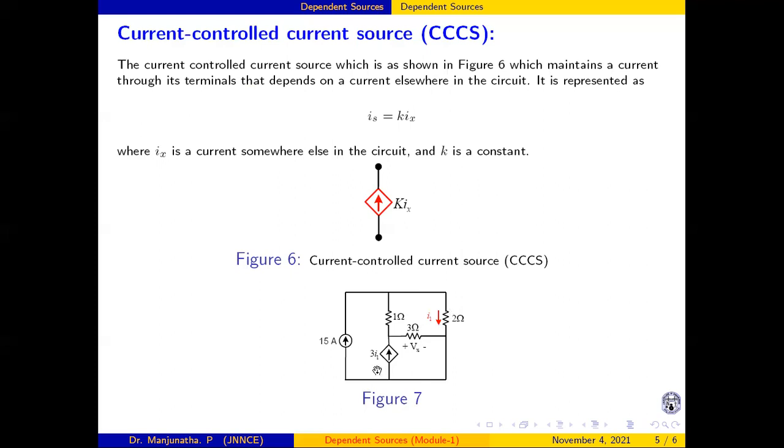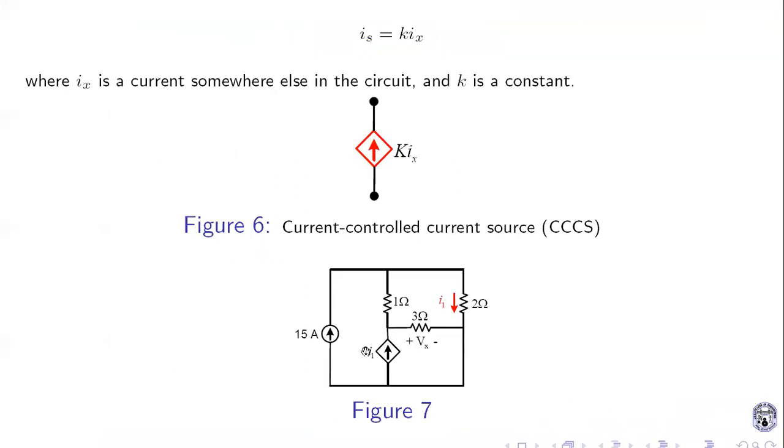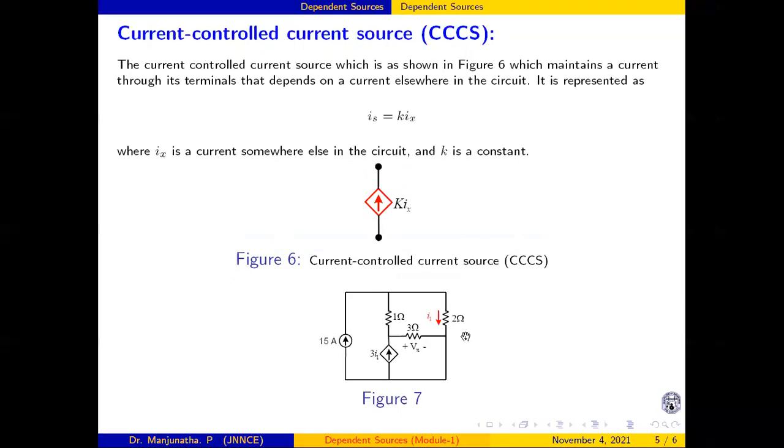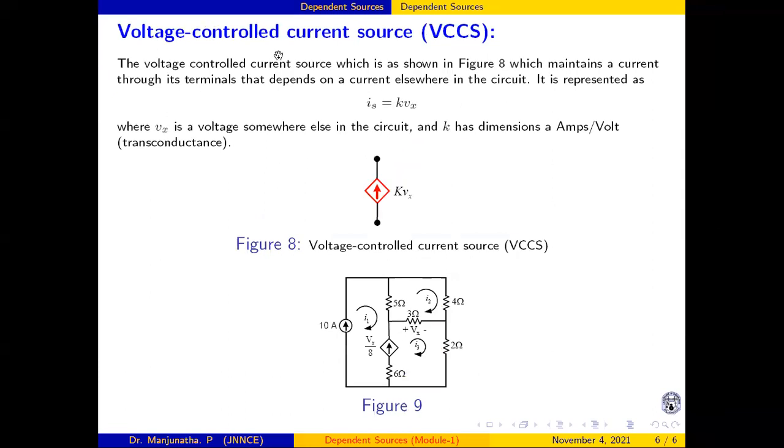For example, in this case, this is the current source 3I1. This is the dependent current controlled current source, where I1 is the current flowing in this 2 ohm resistor. The arrow goes upward and the multiplication factor, the constant, is 3. Whatever the current I1 flowing here, this current source will have a multiple of 3 of this current I1.